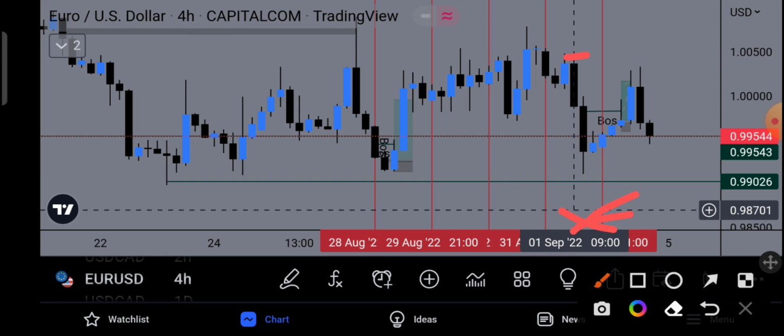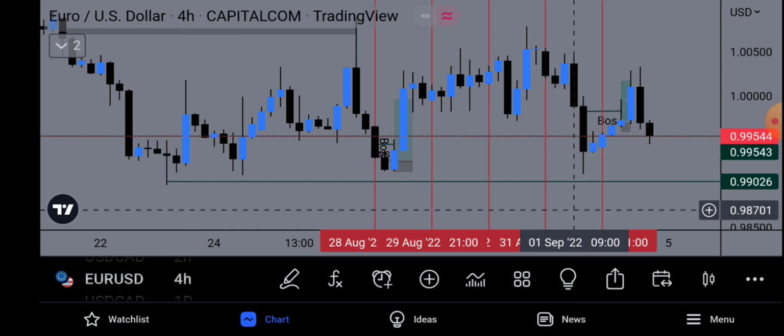If you break down to the lower time frame, you might see something like this, a break lower, you understand? And if you had taken this sell to form the low, you would target the low of the day.